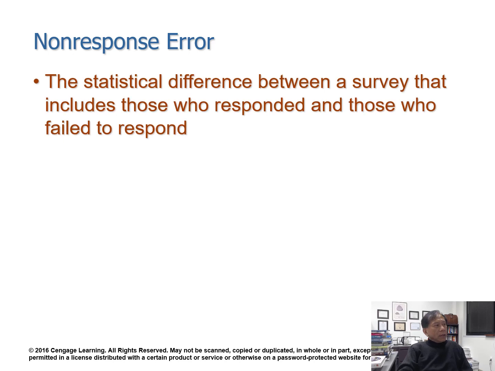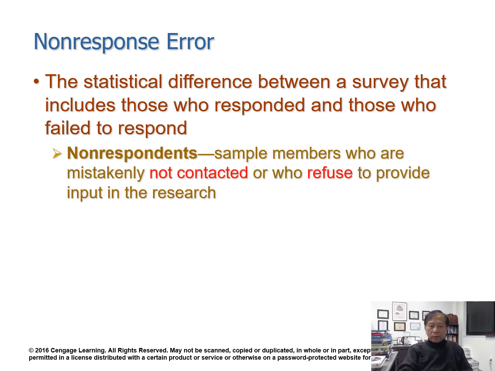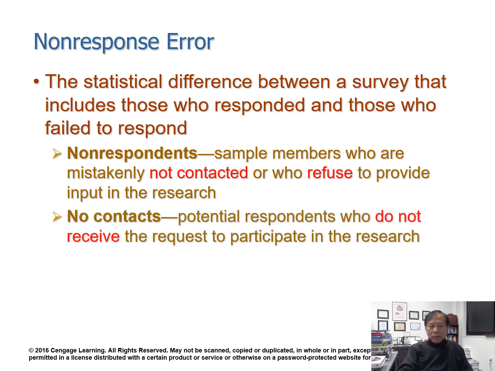Non-response errors. The statistical difference between a survey that includes those who responded and those who failed to respond. Okay? Non-respondents, right? Sample members who are mistakenly not contacted or who refuse to provide input in research. How do you get rid of or eliminate non-respondent error?